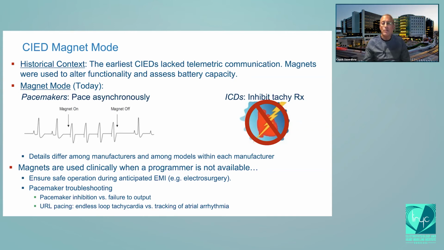The strength of the magnetic field required to initiate magnet mode is mandated by international convention at 10 Gauss. So if you apply a 10 Gauss field to a pacemaker defibrillator, it needs to go into magnet mode. To give you an idea, the Earth's magnetic field, depending where you are, is somewhere between 1/4 of a Gauss and 3/4 of a Gauss. And for an MRI scanner, when you hear it's 1.5 Tesla, a Tesla is 10,000 Gauss. So a 1.5 Tesla scanner is 15,000 Gauss.